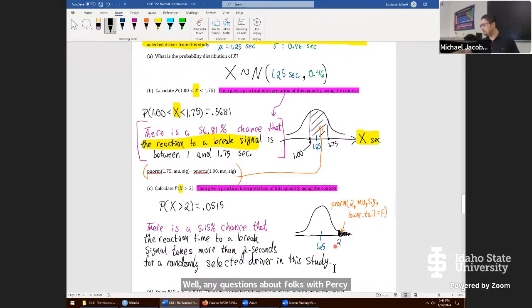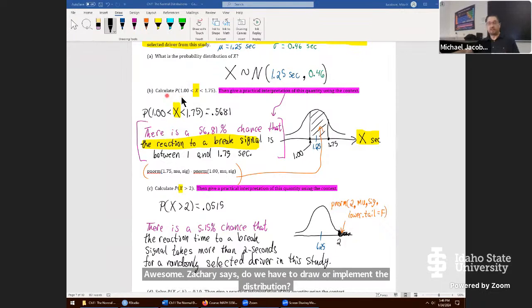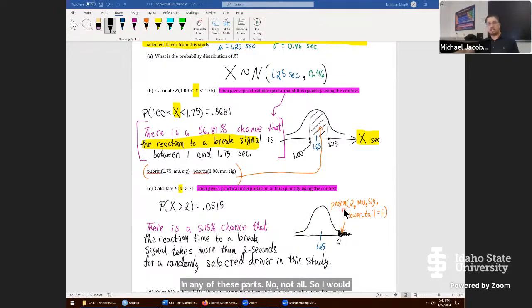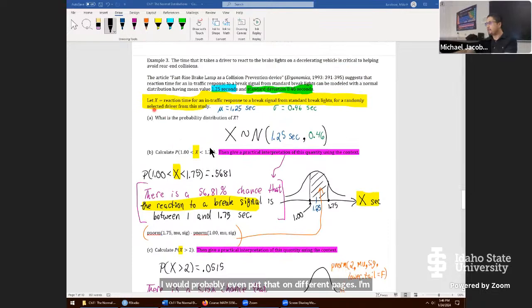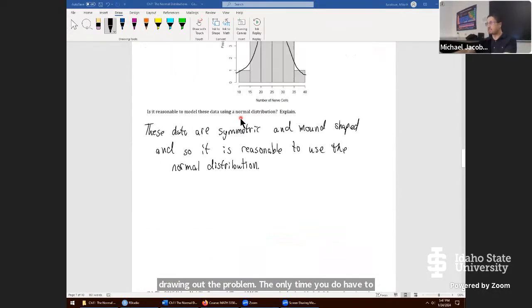Okay, well, let's go off to the... oh, there is a question. Awesome. Zachary says, do we have to draw or implement the distribution graph in any of these parts? No, not at all. So I would say the graph you see here, think of that like scratch work. I would probably even put that on different pages. I'm drawing out the problem. The only time you do have to do a graph would be for a question like this one. I believe I did ask it in the homework.